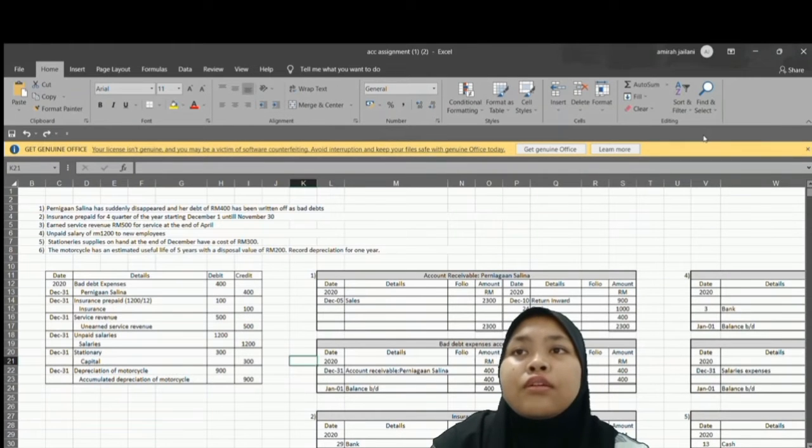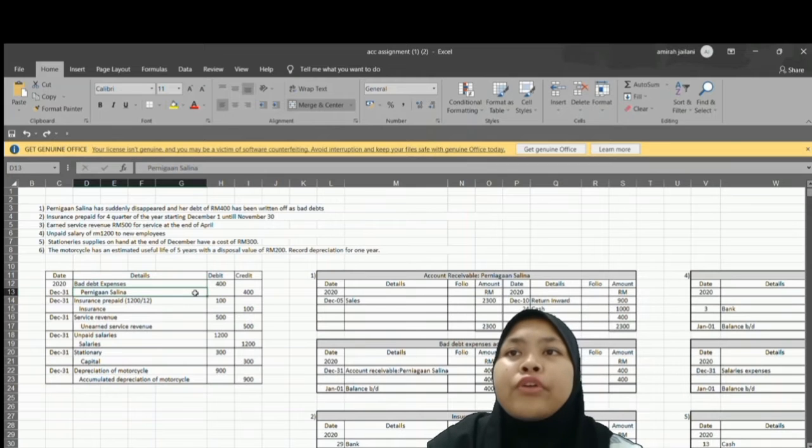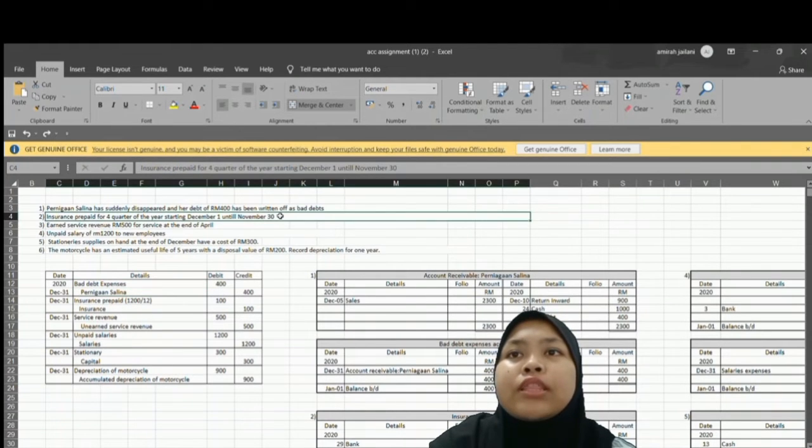So for statement number 1 in page number 4, as we can see here, perniagaan Salina has suddenly disappeared and her debt of 400 has been written off as bad debt. Jadi apa yang berlaku kat sini ialah perniagaan Salina secara tiba-tiba hilang dan meninggalkan hutang sebanyak 400 kepada perniagaan Encik Ahmad. Jadi apa yang kita perlu lakukan ialah we put bad debt expenses in the debit side and perniagaan Salina at the credit side.